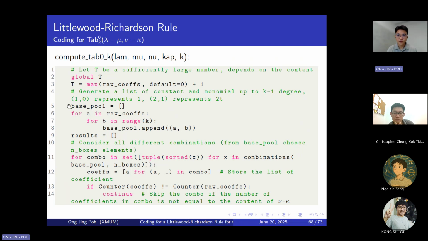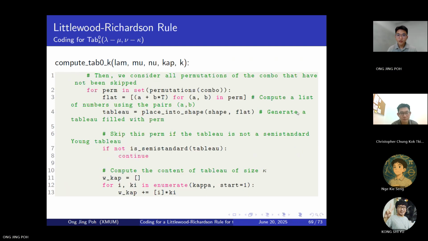And in lines 5 until 8, I store the list of constants and exponents of the monomial into base 2. And in line 11, I consider all the combinations of base 2, choosing n boxes elements. Then I check whether the coefficient is equal to the number of content of nu minus kappa or not. If it's not, we will skip this consideration. And next, in the remaining considerations, I consider again all the permutations of them in line 2.